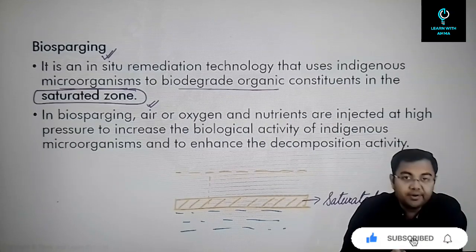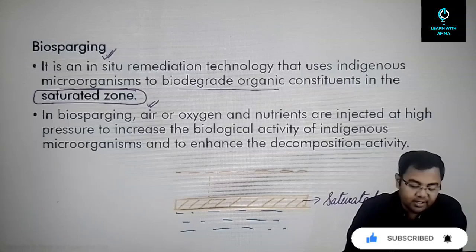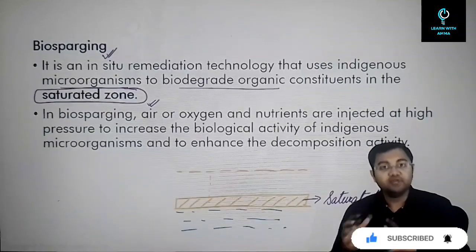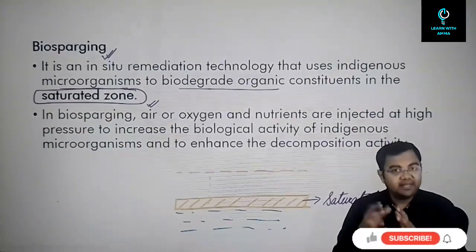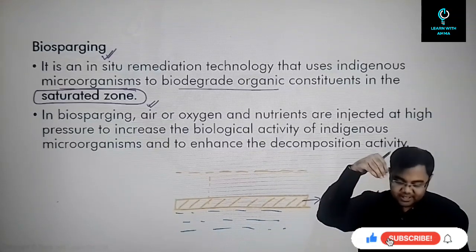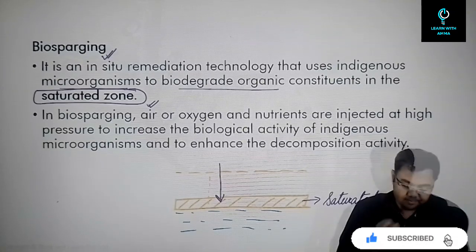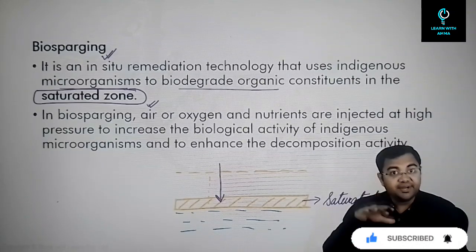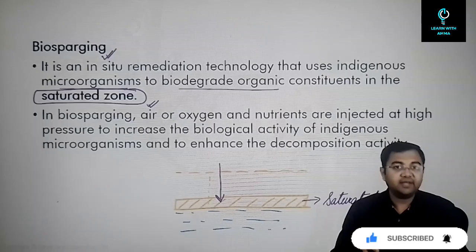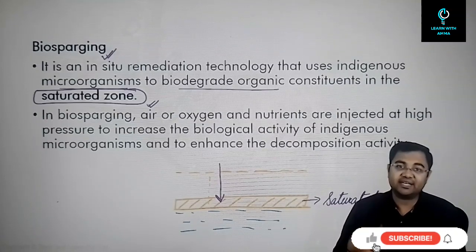So when bioremediation techniques are carried out in the saturated zone, it is called biosparging. What we do in biosparging is take all the oxygen and the nutrients which are required, and under high pressure they are injected to this level. Now why high pressure? Because you are going down below, correct? So low pressure will not suffice. You will have to inject the nutrients and the oxygen at very high pressure.